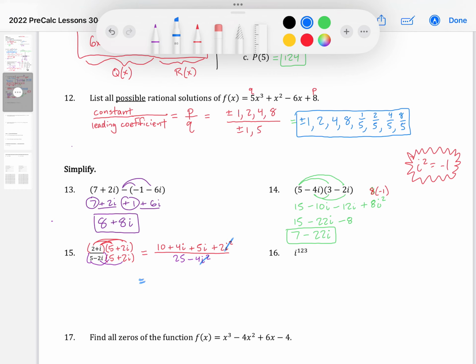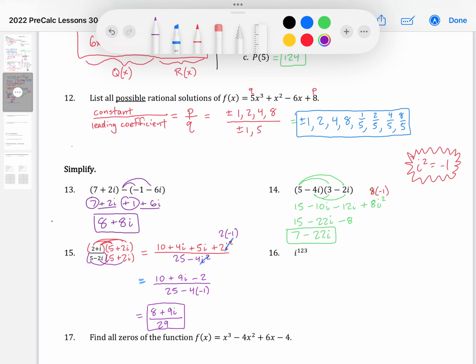So our next step is going to say 10 plus 9i, and then it's going to be 2 times negative 1 here, which is minus 2, all over 25 minus 4 times negative 1. All right, so our last couple steps are just simplifying. 10 minus 2 is 8 plus 9i, and then 25 minus 4 times negative 1, well, that's going to be 25 plus 4, which is 29. So there's really nothing you can divide 8, 9, and 29 by, so then this would be our answer.